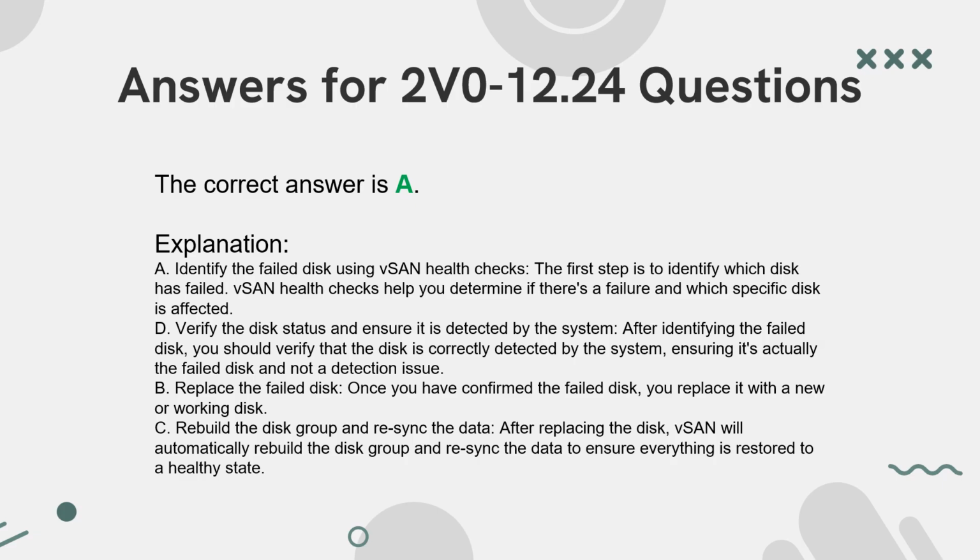D. Verify the disk status and ensure it is detected by the system. After identifying the failed disk, you should verify that the disk is correctly detected by the system, ensuring it's actually the failed disk and not a detection issue. B. Replace the failed disk. Once you have confirmed the failed disk, you replace it with a new or working disk. C. Rebuild the disk group and resync the data. After replacing the disk, vSAN will automatically rebuild the disk group and resync the data to ensure everything is restored to a healthy state.